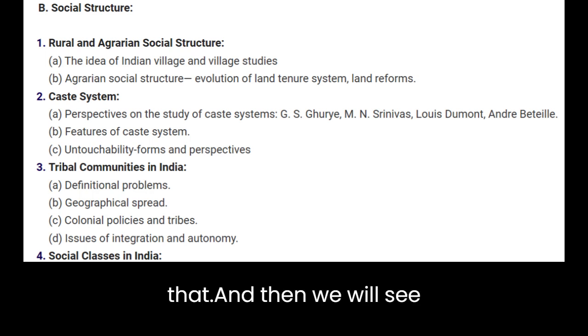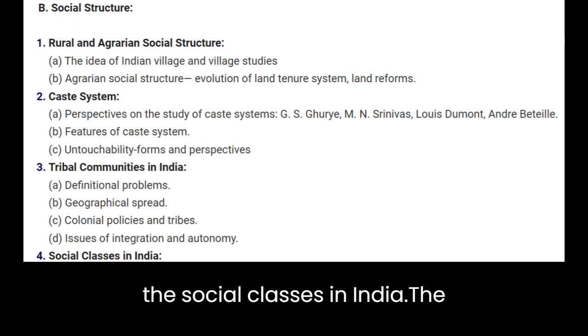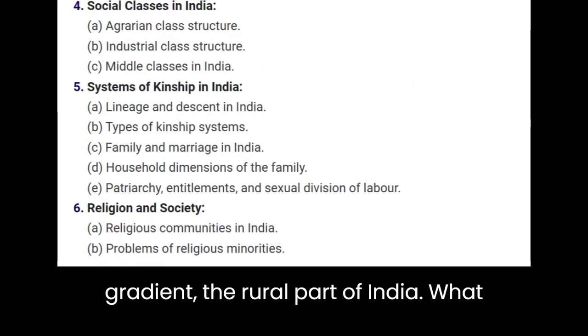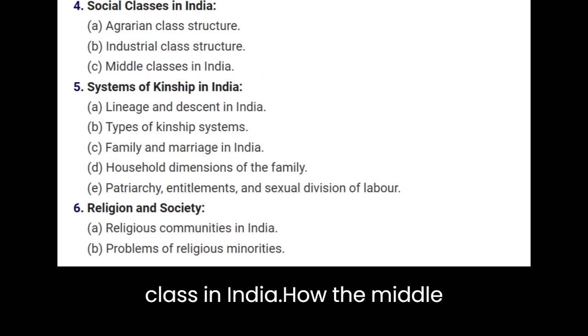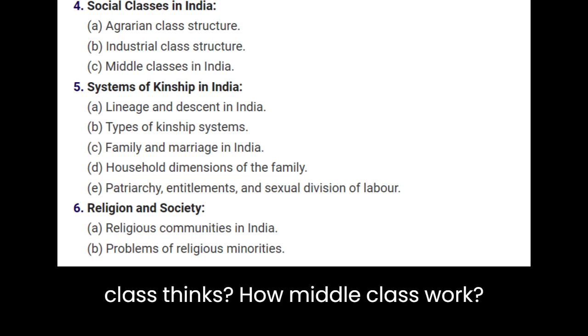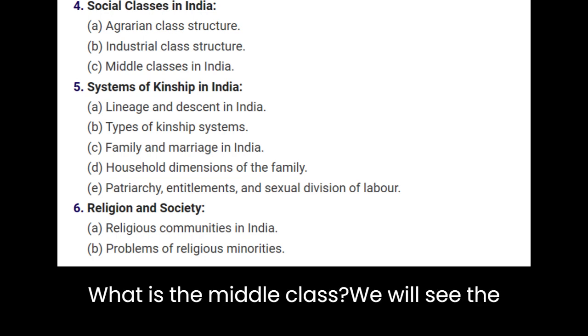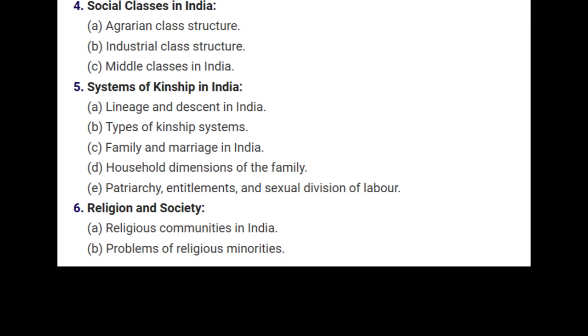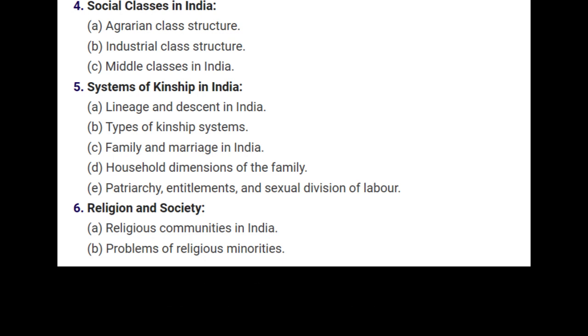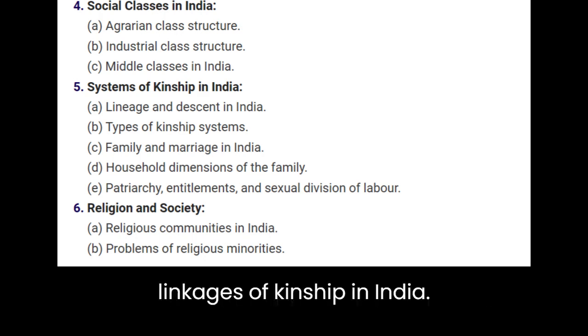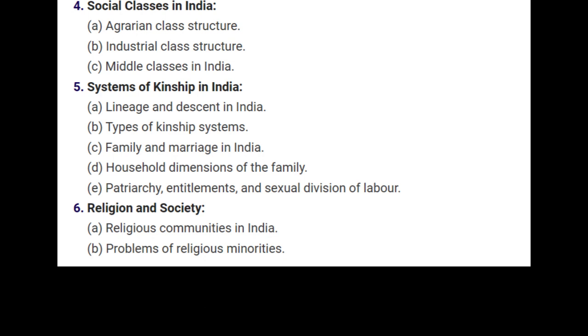We will see that. And then we will see the social classes in India, the agrarian, the rural part of India, what class structure is present there. Then we will see the middle class in India, how the middle class thinks, how the middle class works, what the middle class is. We will see the industrial class, where they are present, what their mindset is, the theories about them. And we'll go to the system of kinship in India. And from the first paper you will get so many linkages of kinship in India.